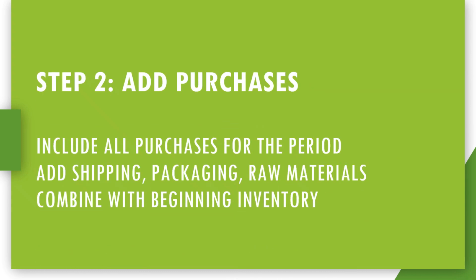Next, add all the purchases made during the period. This includes costs like shipping, packaging, and raw materials, everything needed to produce your product. For example, if you run a small furniture shop, the wood, nails, and delivery fees all count. Adding these costs to your beginning inventory gives the total goods available for sale.